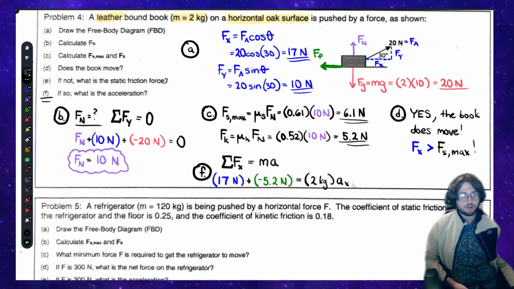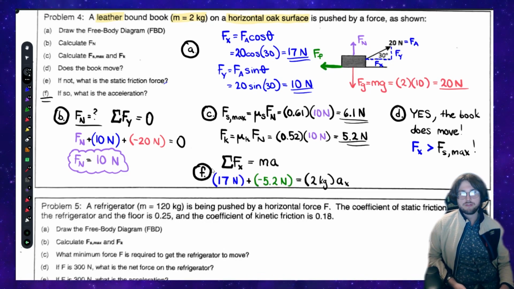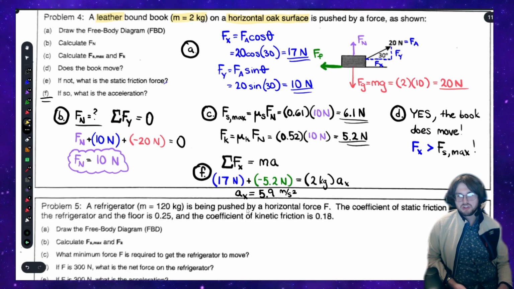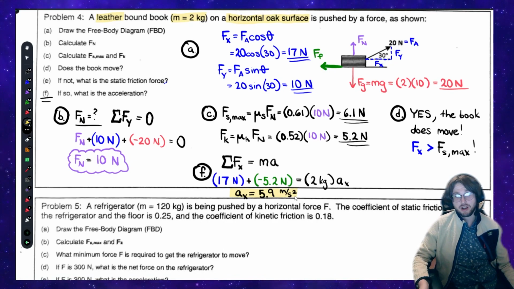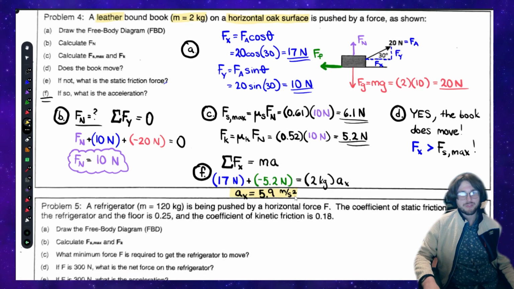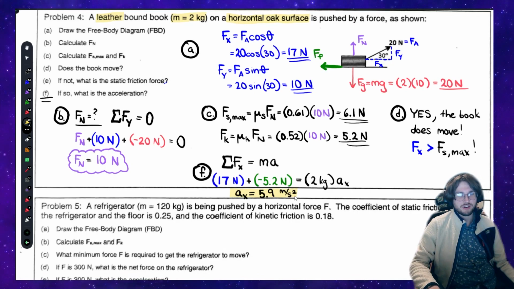in the x direction in particular. And now I'll trust you to run the math on that so you can verify my answer here. But once you do your calculations, you should end up finding that the x acceleration of this book is about 5.9 meters per second squared, which is awfully fast for a leather book on some oak. So I would be a little concerned that we may be heating up the oak a little bit too much, and it's definitely going to ruin the book, that's for sure. So not a very good book owner.